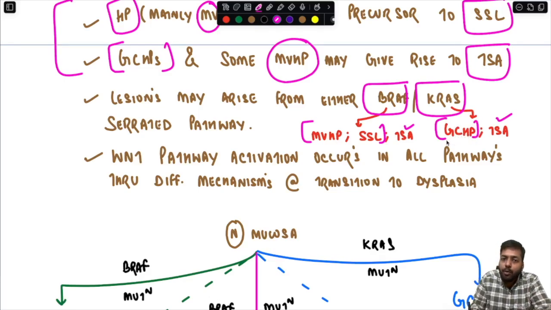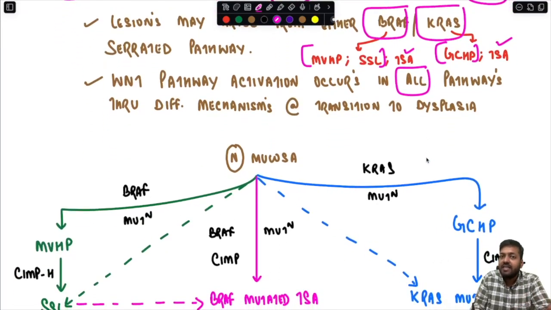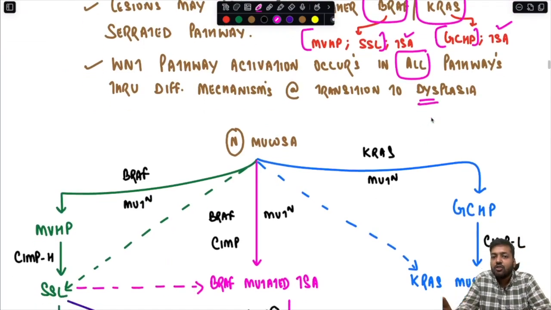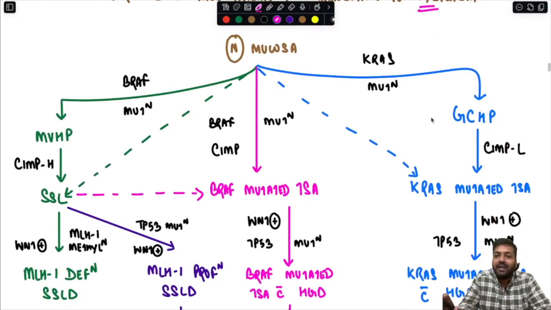Okay. WNT pathway activation occurs in all pathways through different mechanisms. At which stage? At the stage where there is transition to dysplasia, and I will show you. So please look at this particular chart very carefully, and one by one I am going to explain in detail how the malignant transformation occurs via the serrated pathway.